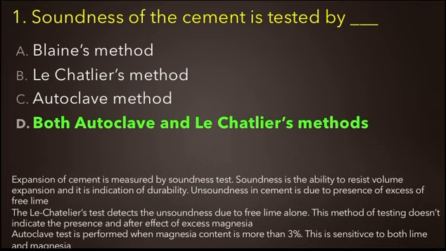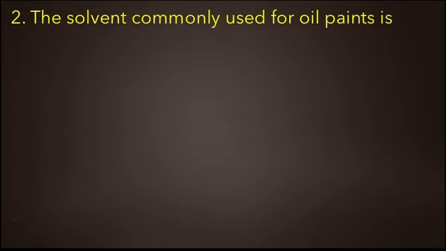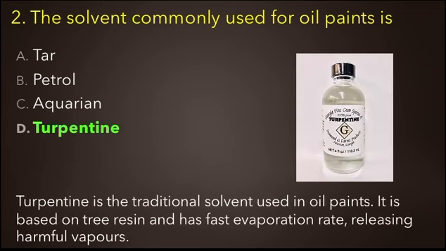Let us see the second question. The solvent commonly used for oil paints is. We have the options: A. tar, B. petrol, C. aquarium, D. turpentine. The right option is D.